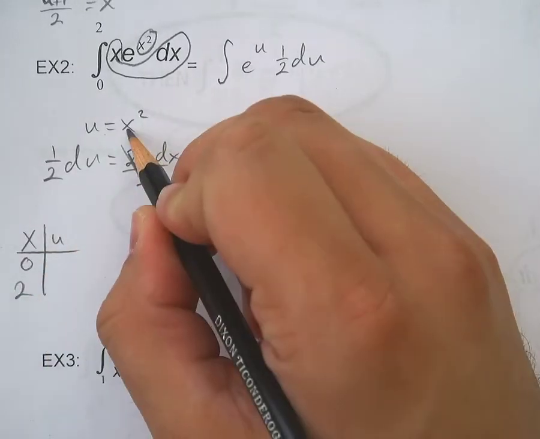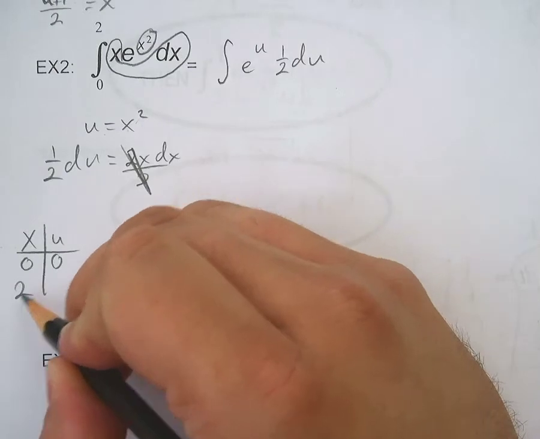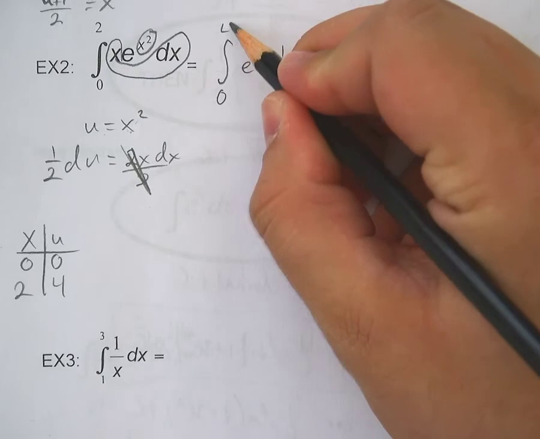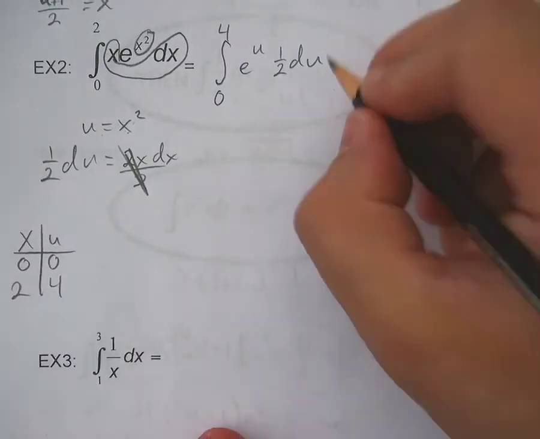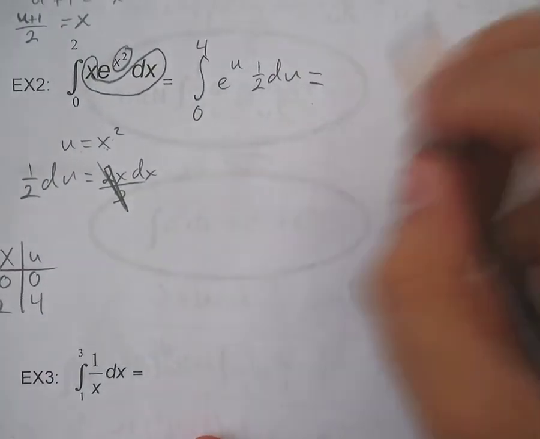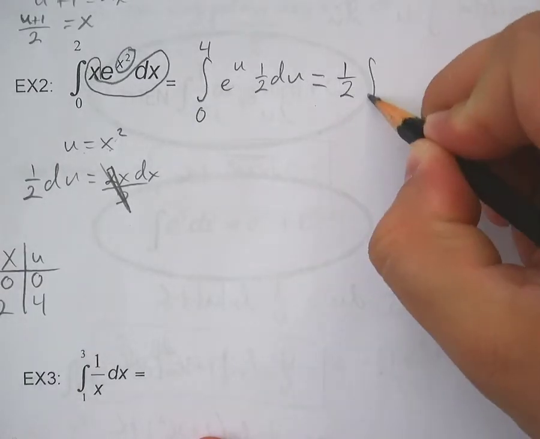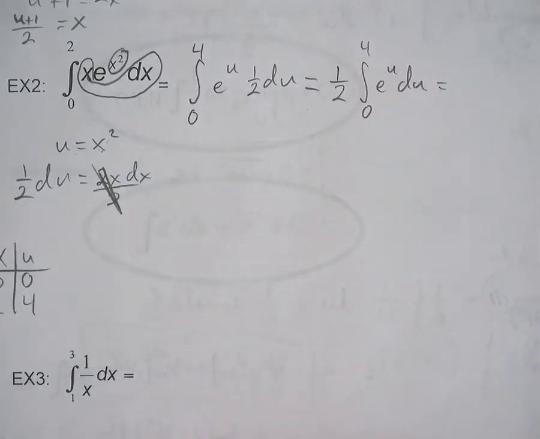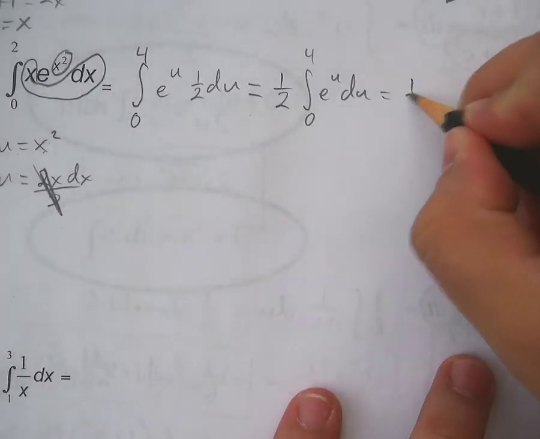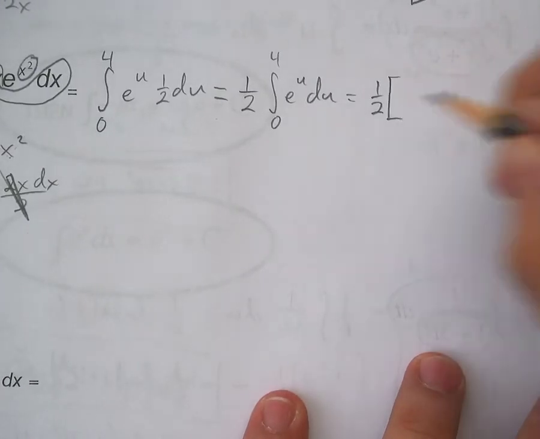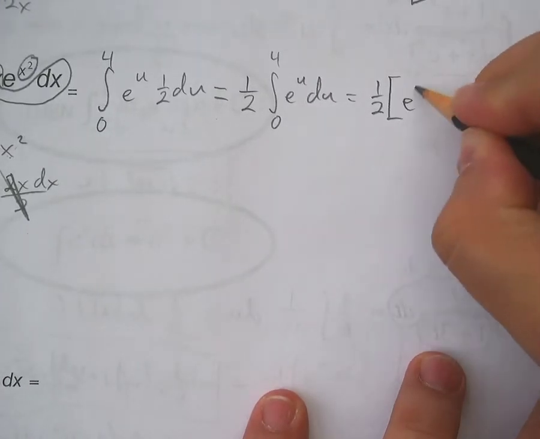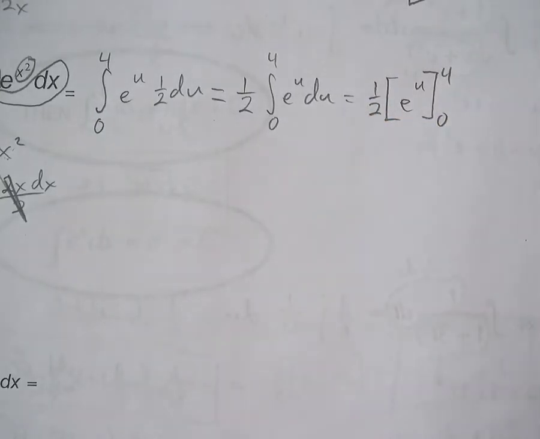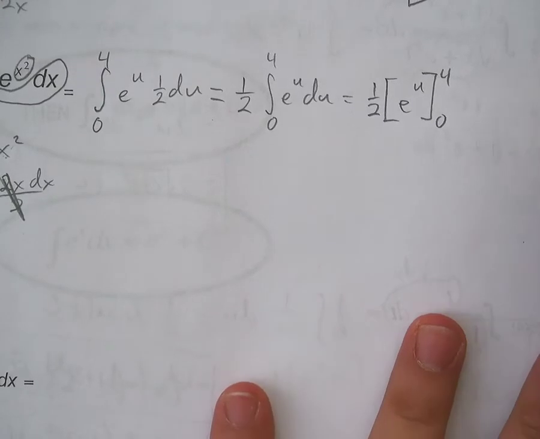So if you plug a 0 in here, 0 squared is 0. Plug a 2 in here, 2 squared is 4. So it's 0 to 4. And that's going to pull out that 1/2 there. That's going to be the integral of 0 to 4 e to the u du, which is 1/2. And this is why everybody likes integrating e to the u from 0 to 4. Because remember, the antiderivative of e to the u is e to the u.